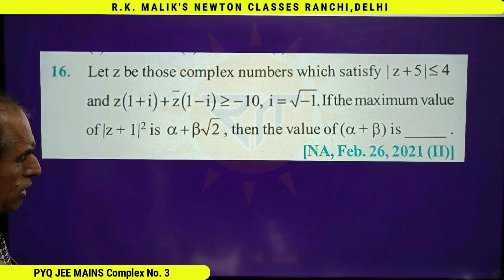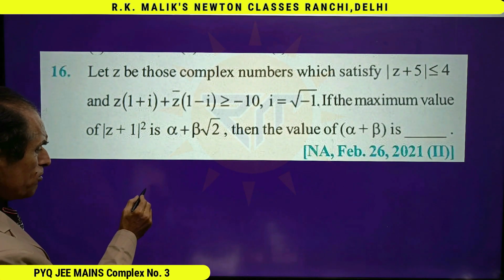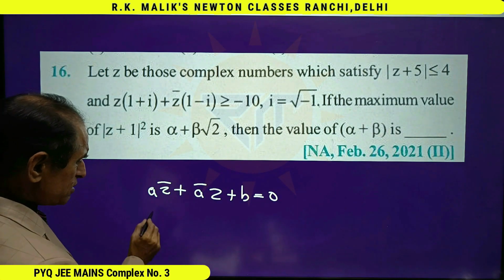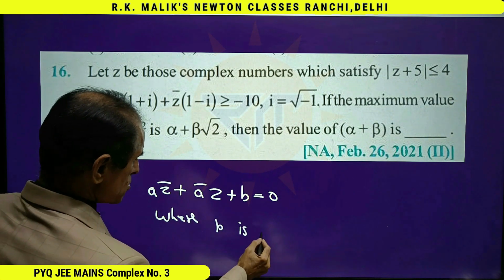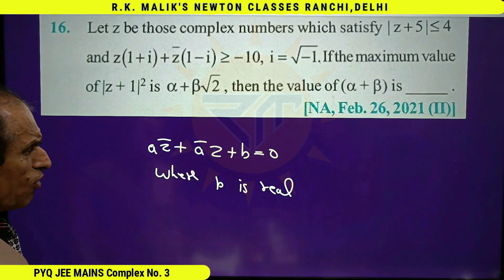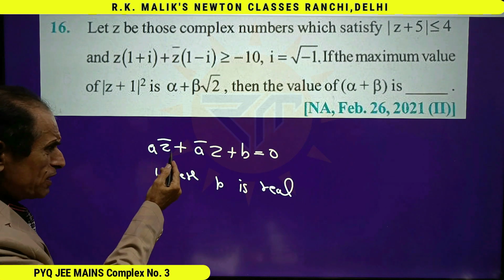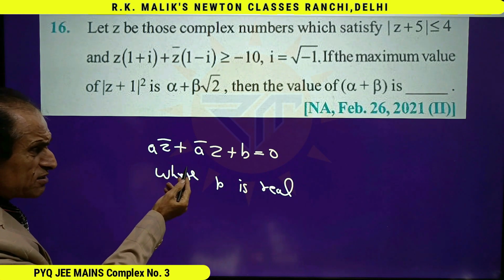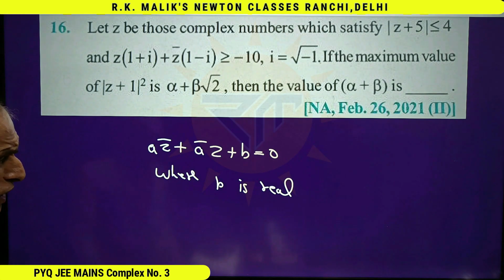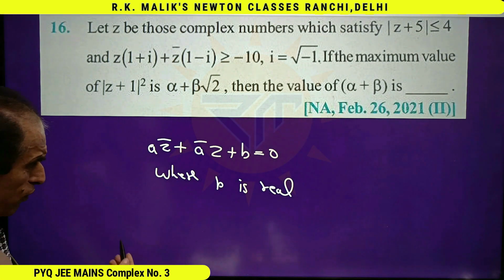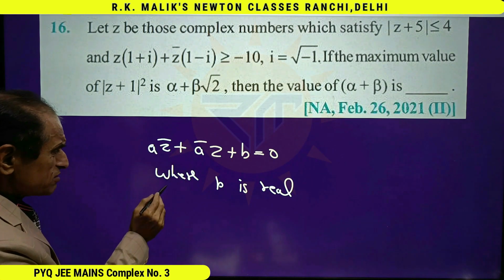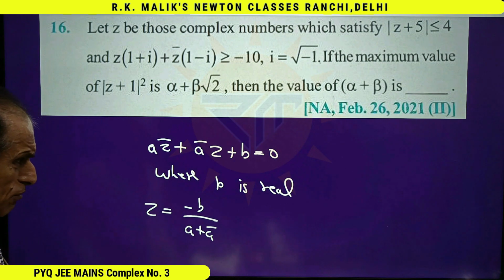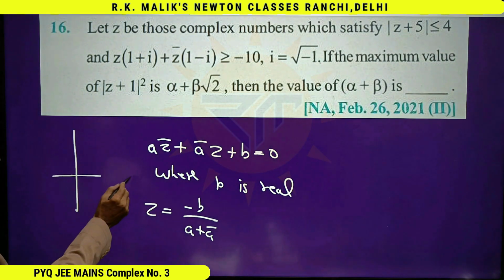Before I do this question, first I will tell you a concept: in complex numbers, the equation of a line is in the form a z bar plus a bar z plus b equal to 0, where b is real. If an equation of a line in complex numbers is given and you have to find the points where the line cuts the x-axis, that is the real axis, and the y-axis, that is the imaginary axis, the procedure is as follows. For finding the point where the line cuts the x-axis, for z bar, write z and get the value of z. That is, z will be equal to minus b upon a plus a bar.